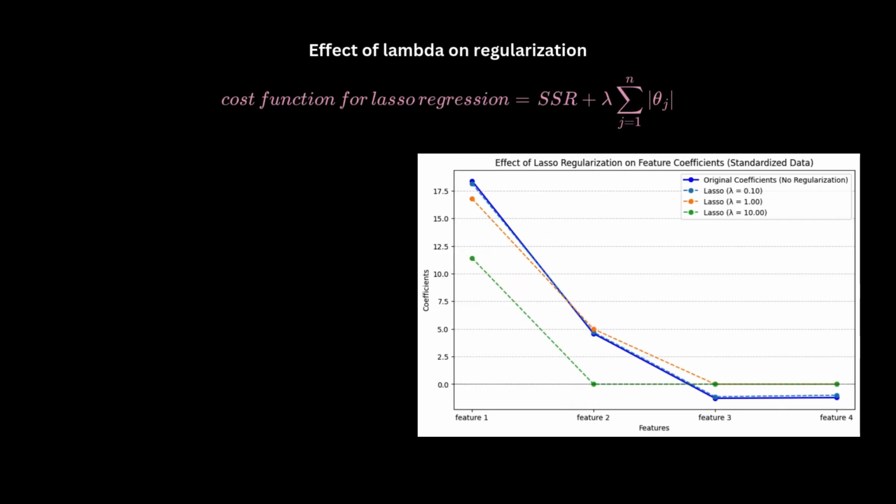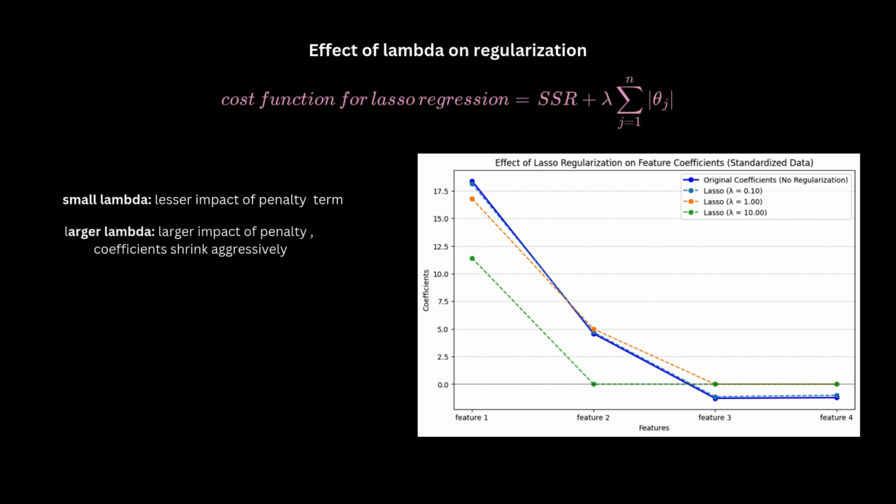The parameter lambda plays a critical role in controlling how much regularization is applied to the model. When lambda is close to 0, the penalty term has less impact, and it acts almost like standard linear regression. As lambda increases, the penalty term becomes more influential, and the model will begin to shrink coefficients more aggressively. In the graph, you can see that the actual coefficients represented by the blue line are significantly higher compared to the coefficients obtained using lasso regression.